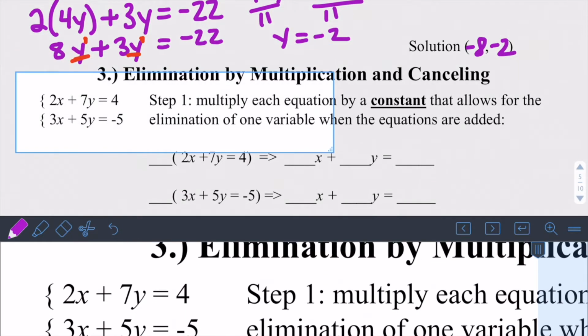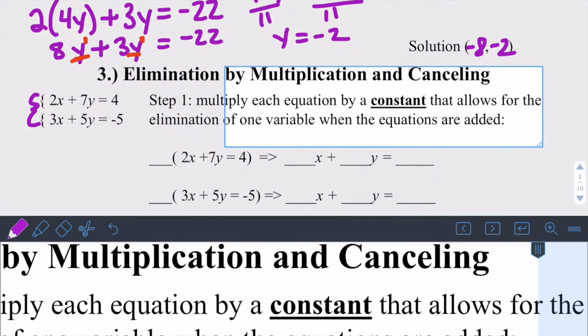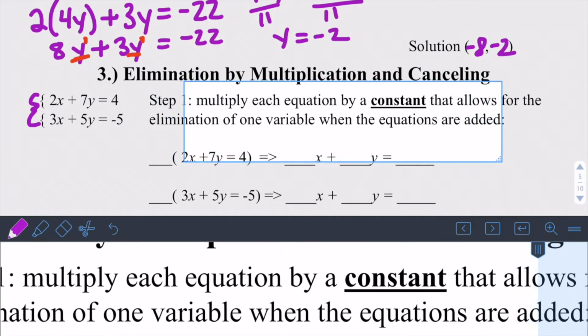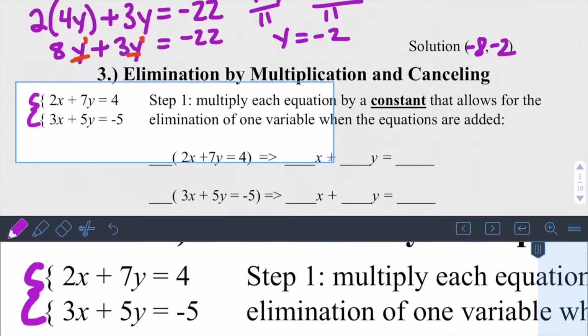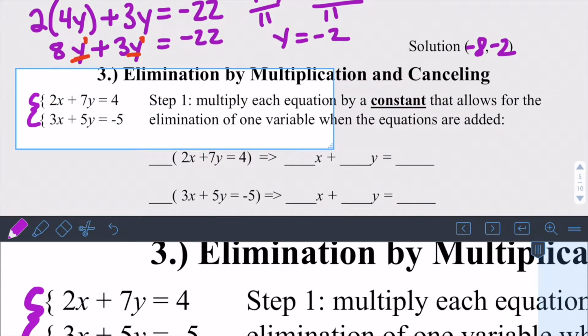Here is our system of equations. First step you want to follow is to multiply each equation by a constant that allows for the elimination of one variable when the equations are added. We've got to find something we can multiply one of the entire equations by to get new equations so that we can add them and eliminate a variable, because that's our goal.